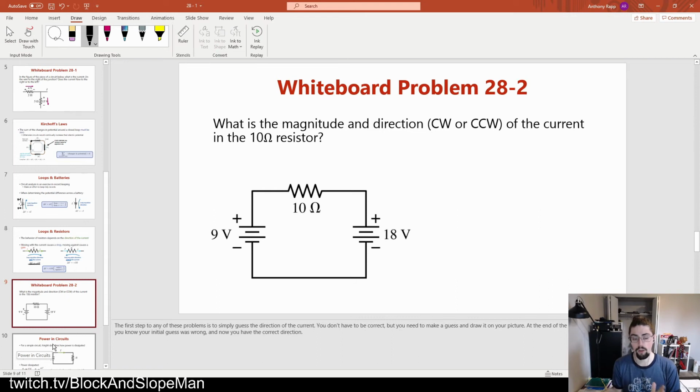Right? So if the current's going clockwise, make your loop go clockwise. If the current's going counterclockwise, make the loop go counterclockwise. Just make it match the current. And then solve out for this thing. And see what you get. Was your guess correct? Was it not correct? Either way.